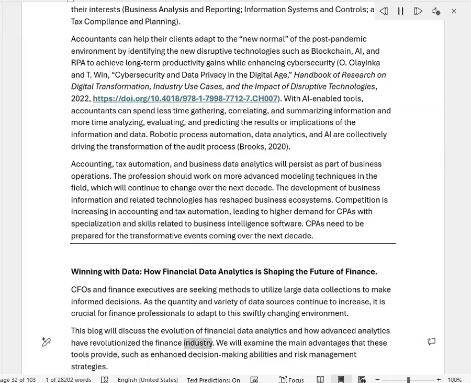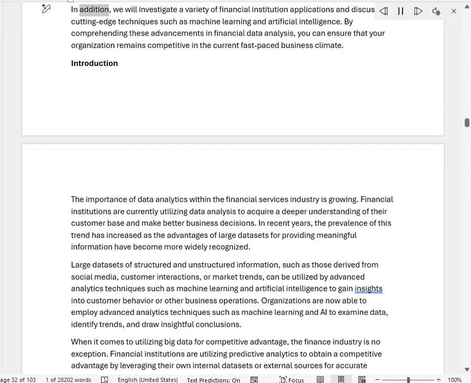We will examine the main advantages that these tools provide, such as enhanced decision-making abilities and risk management strategies. In addition, we will investigate a variety of financial institution applications and discuss cutting-edge techniques such as machine learning and artificial intelligence. By comprehending these advancements in financial data analysis, you can ensure that your organization remains competitive in the current fast-paced business climate.